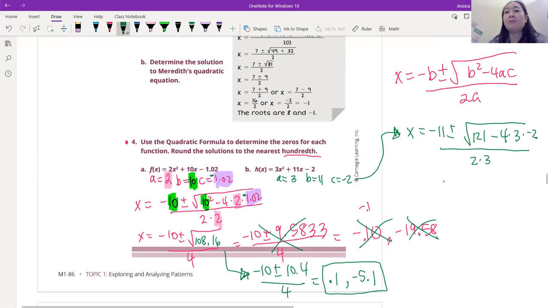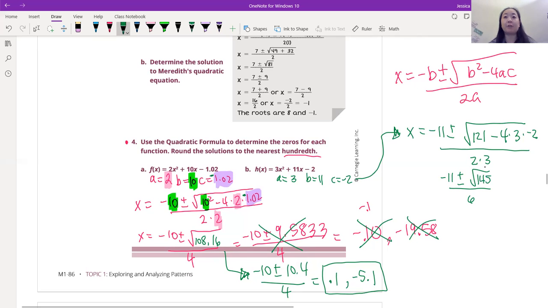All right, so negative 11 plus or minus the square root. This is going to be 121 minus 24, 97. Oh, it's not minus though, it's plus. So 121 plus 24. Yep, 145. Okay, 145, and this is over 6.